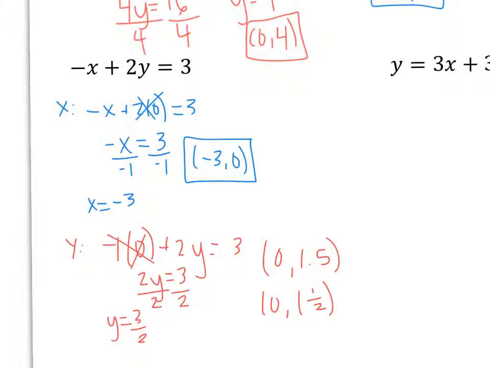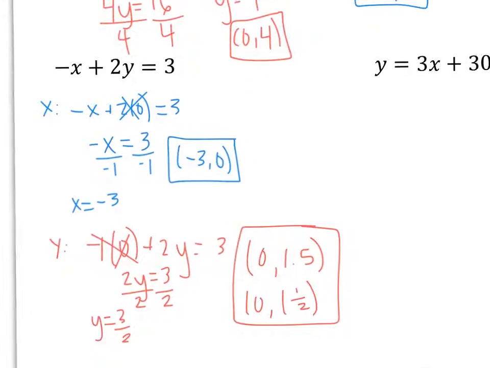Anything like that would be just fine, because it might be easier to think about 3 halves as 1 1/2 if you were to graph that intercept. So I'll change that there to 1 1/2. So that's my x-intercept and y-intercept of that equation. Let's take a look at our final example.